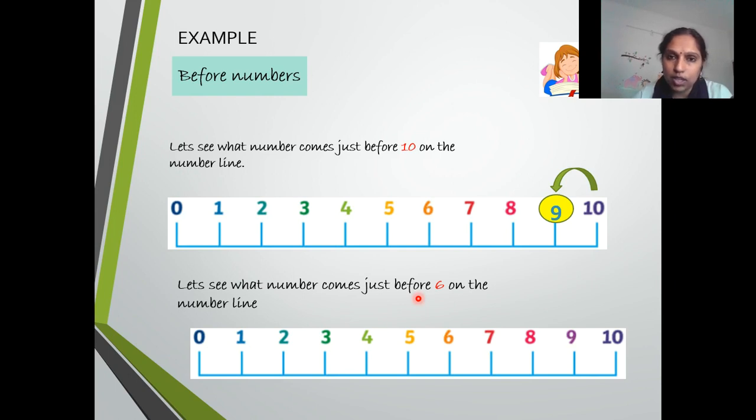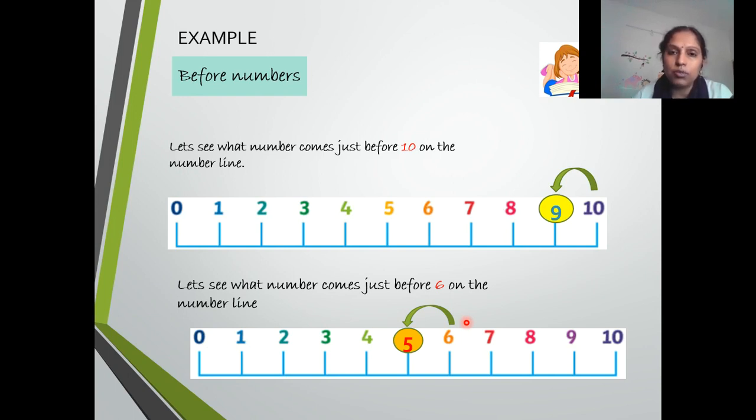The other way is using the number line. So what is our first step? Starting with 6, we are going to go one step backward. So where did we reach? We reached 5. So 5 is the before number of 6. Yes, it is easy, right?